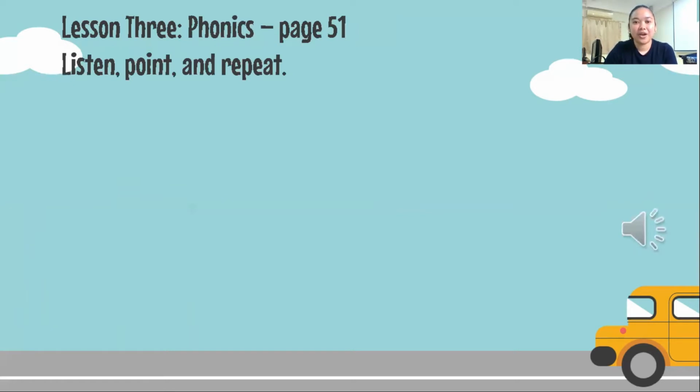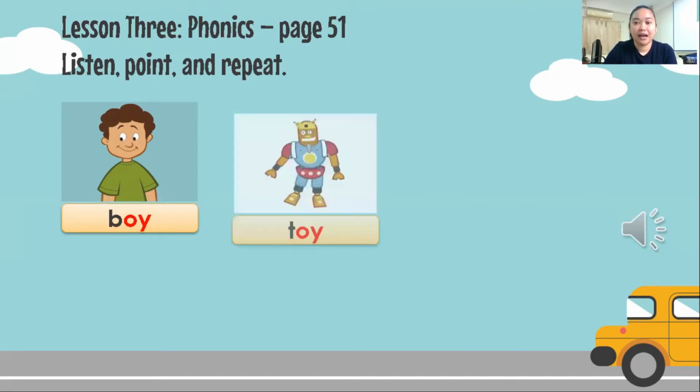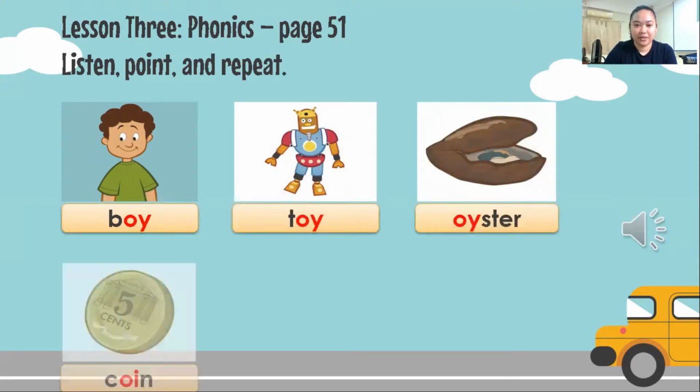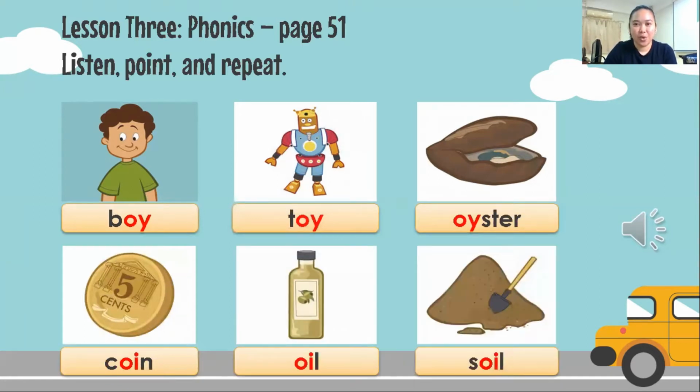This time, we are going to listen to the audio and we are going to do listen and point. So you have to listen carefully to the audio and once you hear the word, you point to the pictures on your student book. On our first picture, this is a boy, toy, and then we have oyster. Then we have coin, oil, and soil. So let's listen to this. Listening 61. Listen and point.